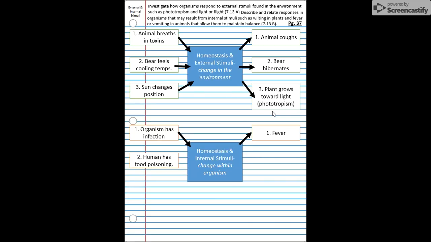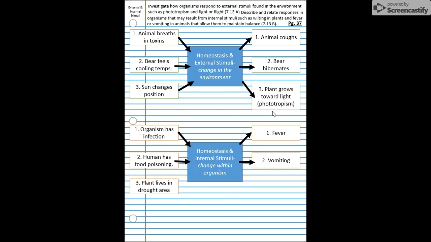Our second example is a human getting food poisoning. Okay, so when a human gets food poisoning, how does it maintain balance because of this internal stimuli? The food poisoning is already in your stomach, you're feeling bad. And the way that we get food poisoning out of our system, or how we maintain homeostasis, is by vomiting. The stomach gets rid of everything inside of it so it can clear the path towards homeostasis. We're trying to maintain balance. We're trying to make sure that we survive.